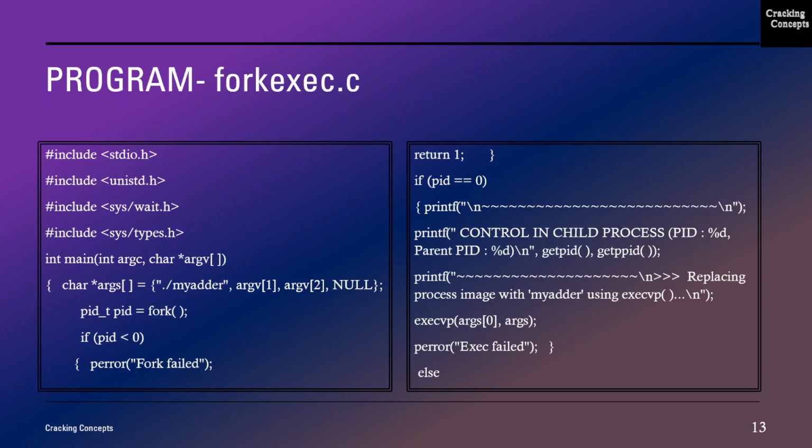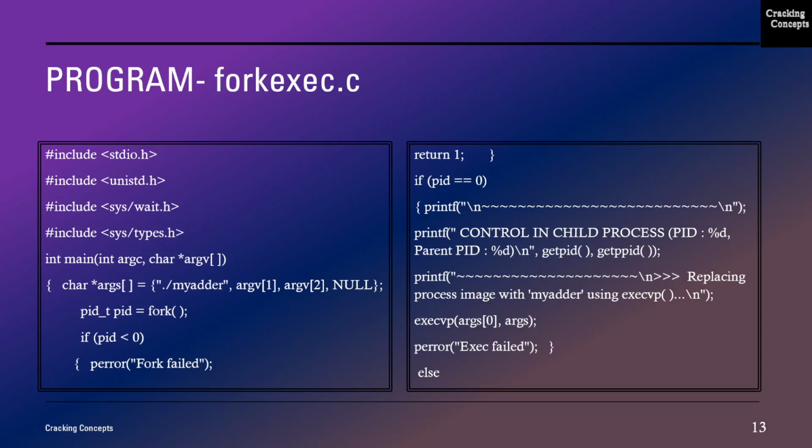Then we perform fork. We take the return value. If it's anything less than 0, then we say that the fork has failed and return 1 to the main function. If the PID value is 0, the control is in the child process, we print its PID and its parent PID. Then we replace the process image of this child with that of the myadder using execvp, where we pass in args of 0, which is the name of the program, and args, which is this array.